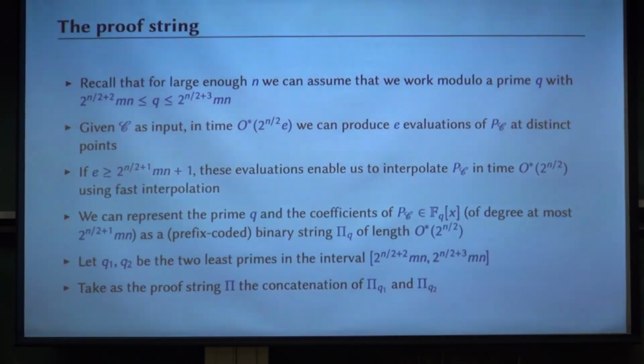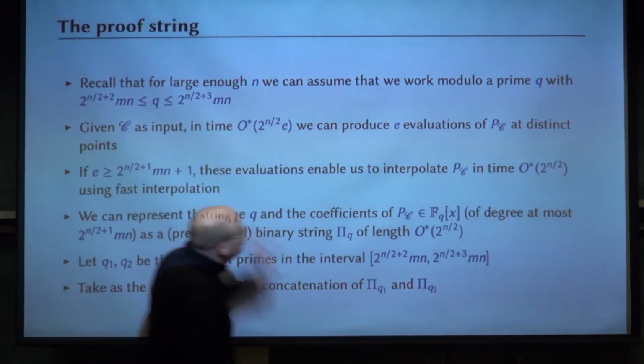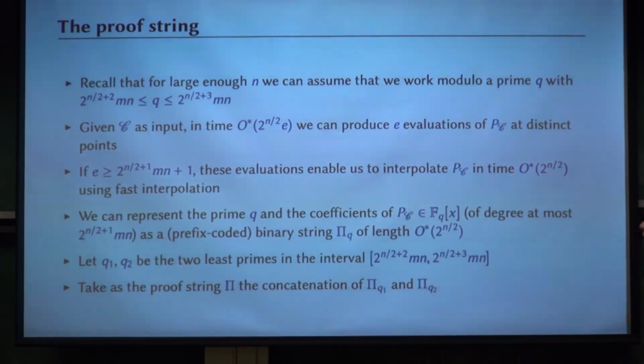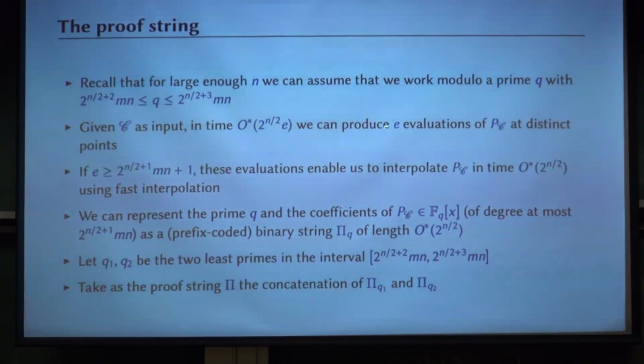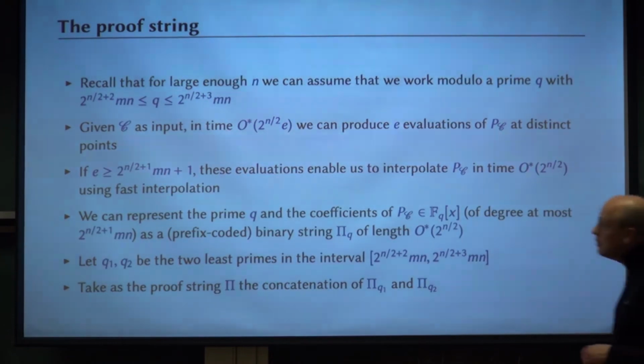Okay, so here is in a little bit more detail what the proof string is. What is precisely pi? So again, for large enough n, we can assume that there is such a prime. There are in fact two of them. And given the set of clauses, we can produce, let's say, E evaluations at distinct points. And if we have sufficiently many points, as we already argued, that was the count, we can interpolate the coefficients of the polynomial.